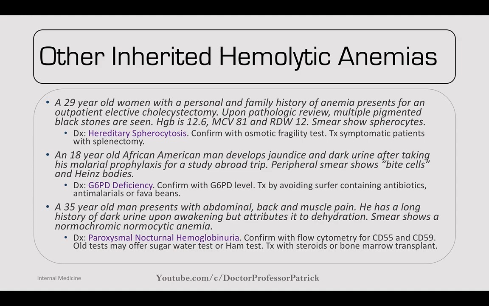So last, we've got a 35-year-old man who presents with abdominal, back, and muscle pain. He has a long history of dark urine upon awakening, but attributes it to dehydration. A smear shows a normochromic normocytic anemia, so this can be the case with paroxysmal nocturnal hemoglobinuria. You can confirm it with flow cytometry for CD55 and CD59. Old tests that you could do are the sugar water test or the Ham test, which try and show lysis under conditions of increased acid or osmotic stress, and you can treat this with steroids or bone marrow transplant.